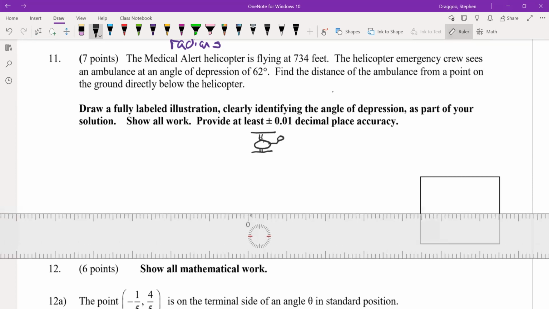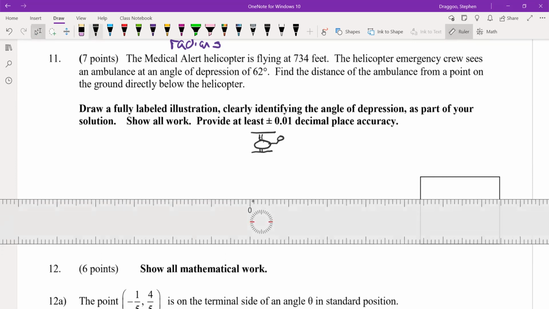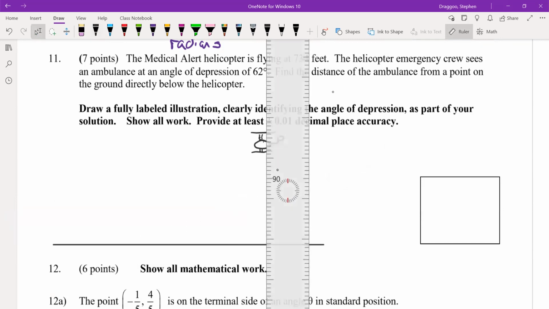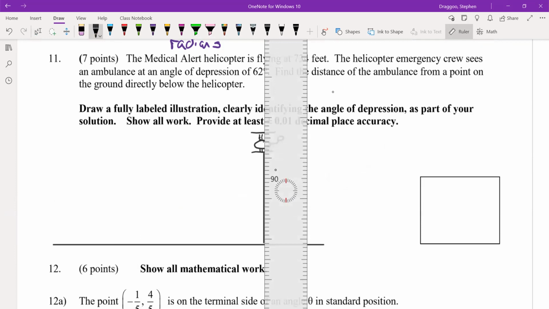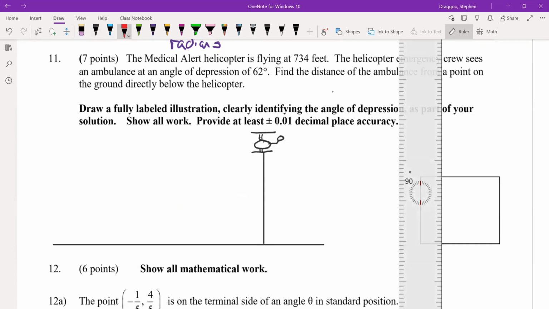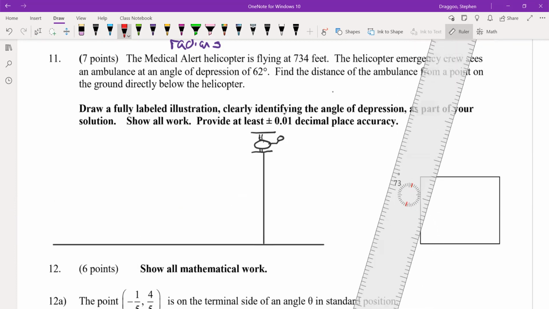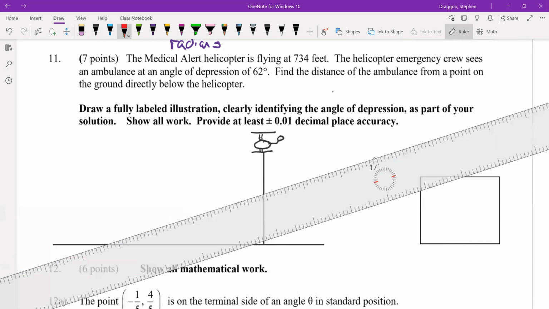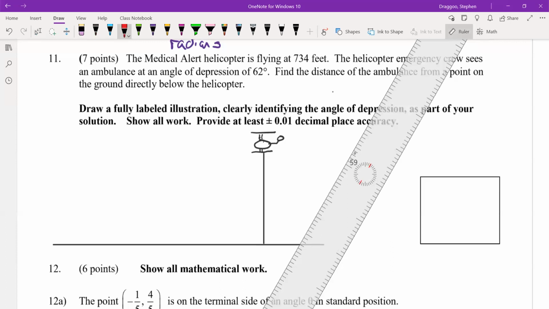It is above the ground, so I should draw the ground in. How about right there? It's flying up at a height or an altitude of 734 feet. So I'll draw my altitude in, and it's going to spot an ambulance on the ground somewhere. And it'll spot it at an angle of depression of 62 degrees.